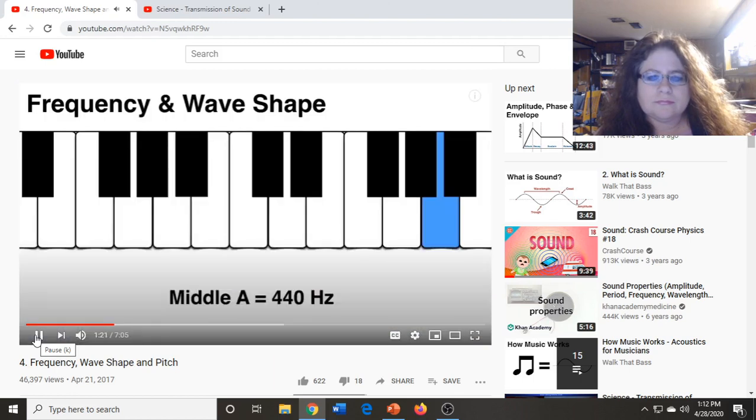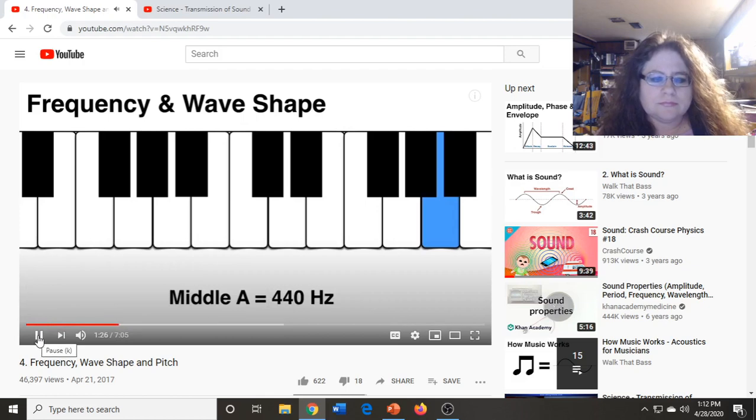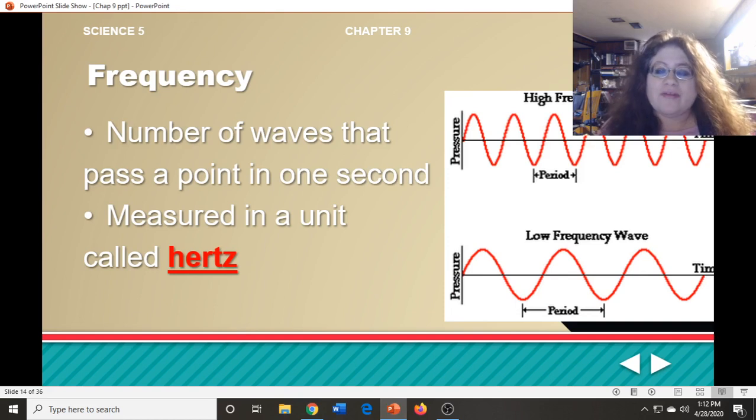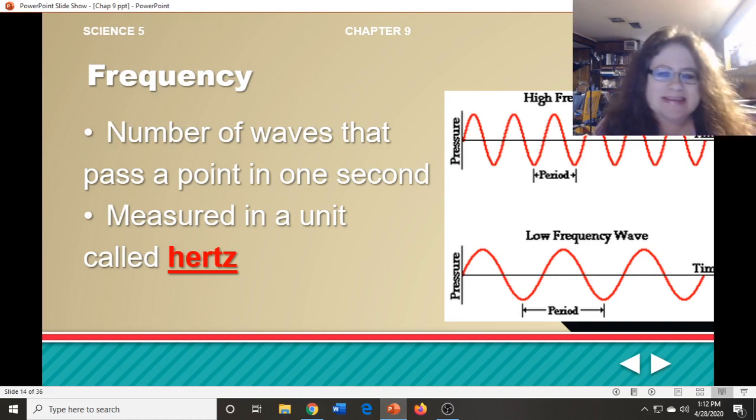Again, this means the string is vibrating back and forth 440 times per second. Okay, I just want to show you that brief clip just to give you a better idea. So, when you play the note on the piano, middle C, 262 hertz or Hz, that means that sound, that vibration is 262 times moving back and forth in a second.